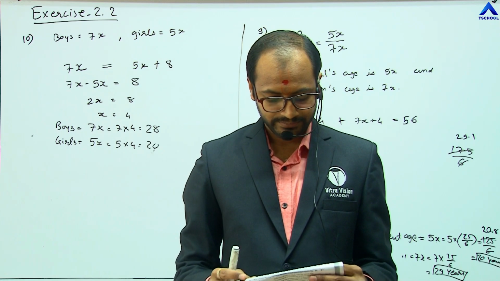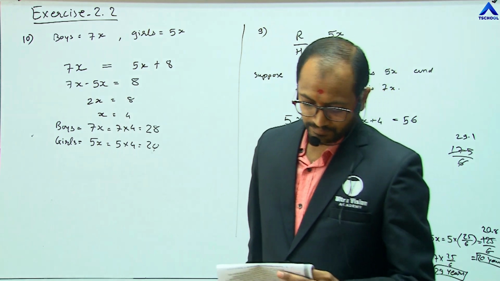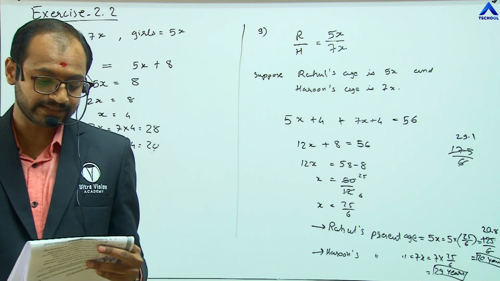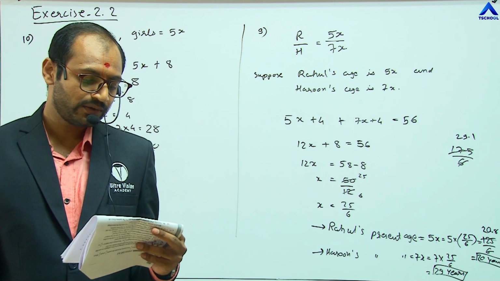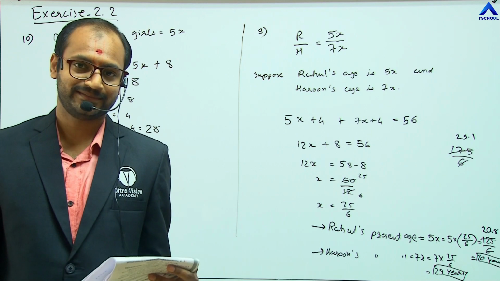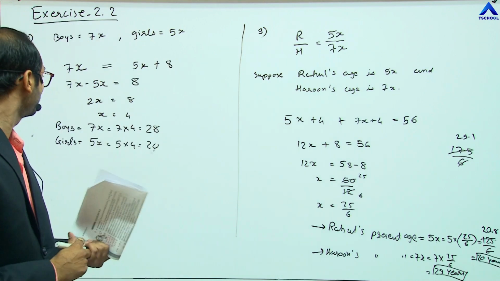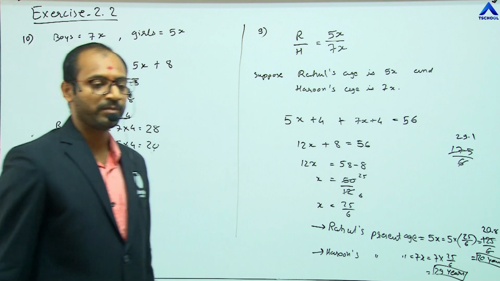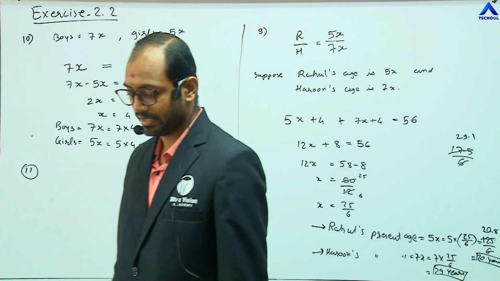Now, question number 11. Bharat's father is 26 years younger than Bharat's grandfather and 29 years older than Bharat. So, how can we solve this? We had solved some problems in the examples. Such kind of problems are solved in the examples.